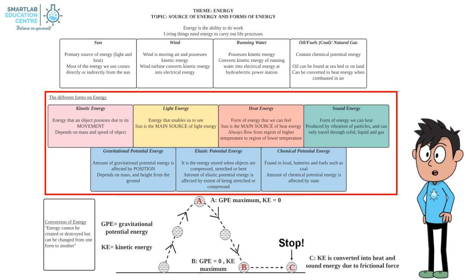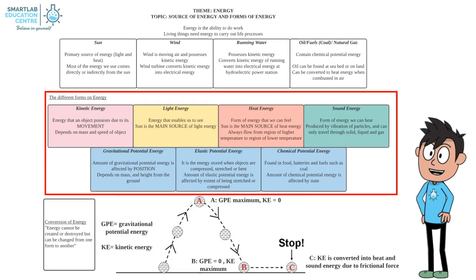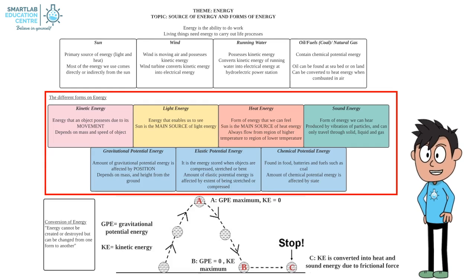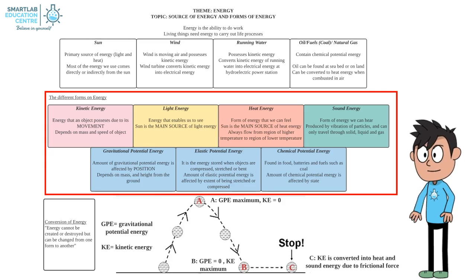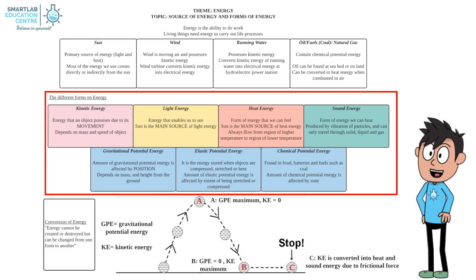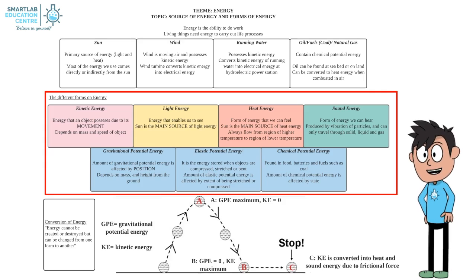Let's take a look at gravitational potential energy. The amount of gravitational potential energy is affected by the object's position. The amount of gravitational potential energy depends on the object's height, mass, and the gravitational field strength. Now, let's take a look at elastic potential energy. It is the energy stored when objects are stretched, compressed, or bent. Lastly, we have chemical potential energy. It can be found in food, matters, and fuels.